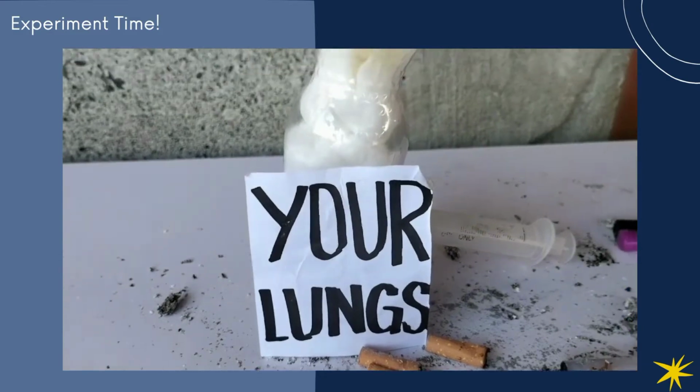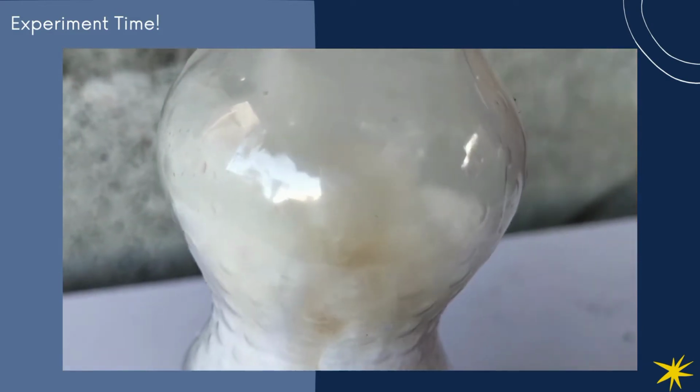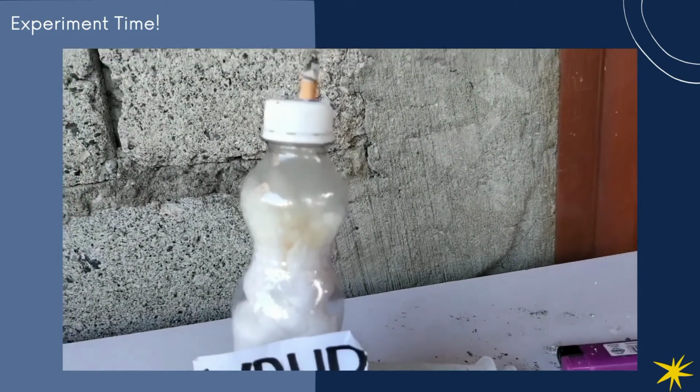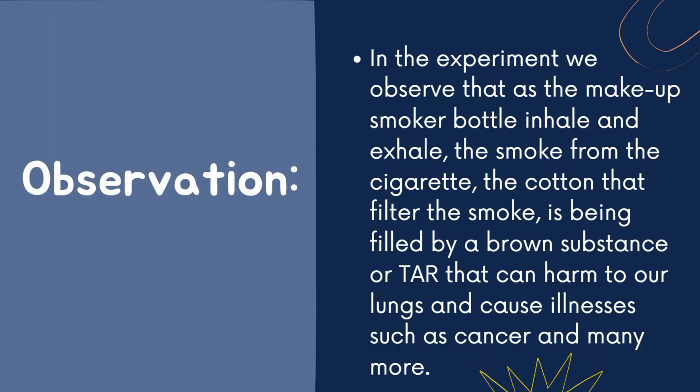After consuming 4 sticks of the cigarette, we can see the changes in the cotton's color. Observation: in the experiment, we observed that as the makeshift smoker bottle inhales and exhales the smoke from the cigarette, the cotton that filtered the smoke is being filled by a brown substance or tar that can harm our lungs and cause illness such as cancer and many more.